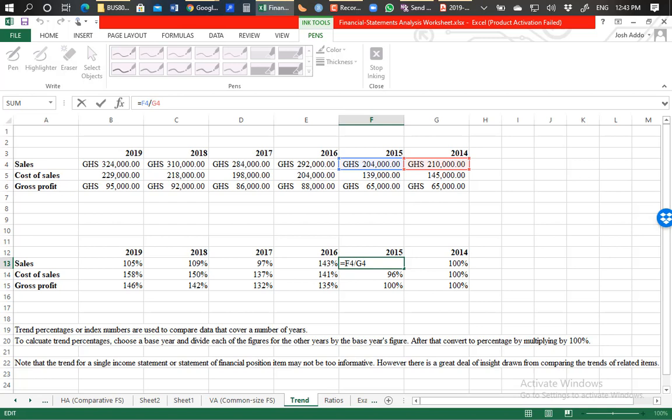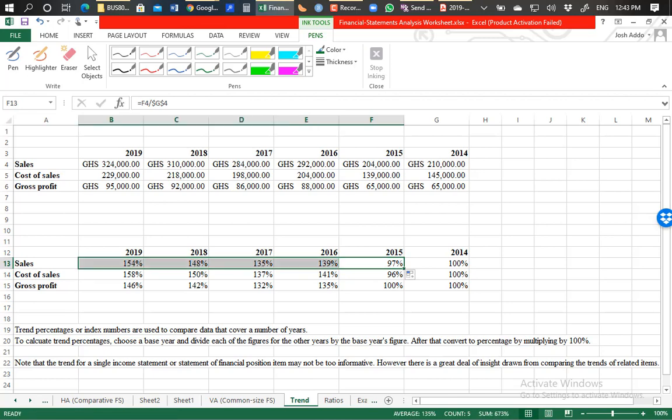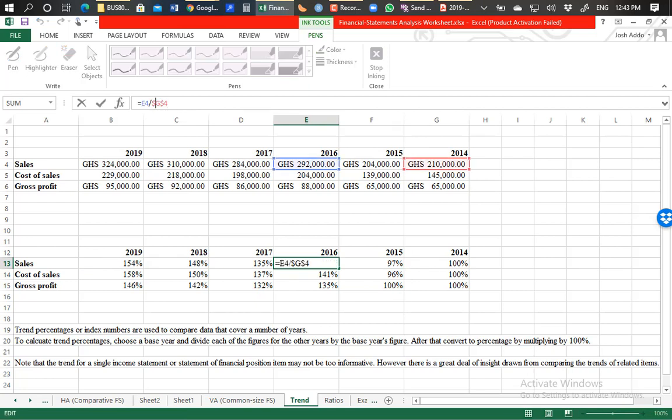So we have to make G4, which is the 2014 cell, an absolute cell reference, so that when we drag, the rest can change, but that one shouldn't change. In that case, I can drag again, and you see that they will be right. Now come back and check. Click inside the formula. You will see that it picked 2016 and 2014. Go to 2017. It picked 2017 and 2014. So the way you build the formula is very, very important.